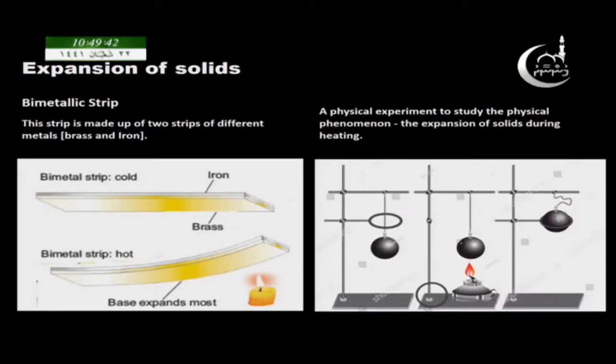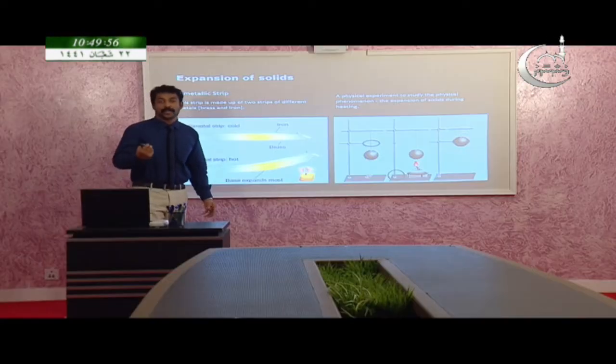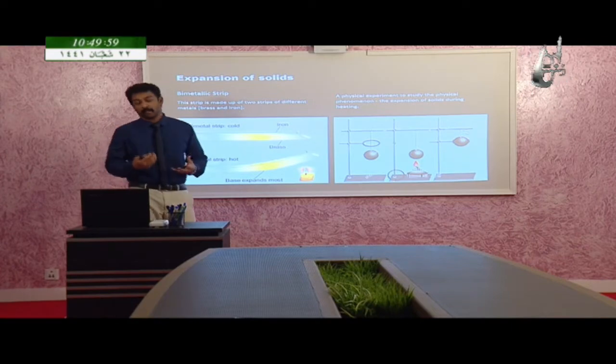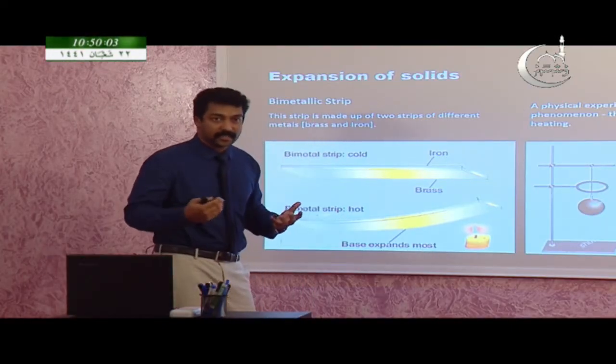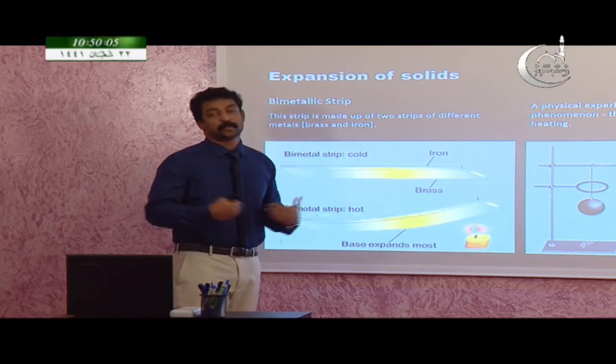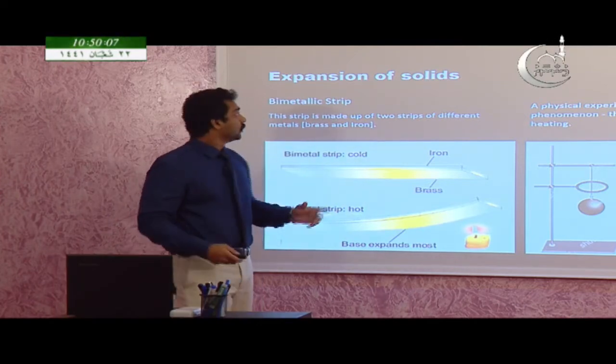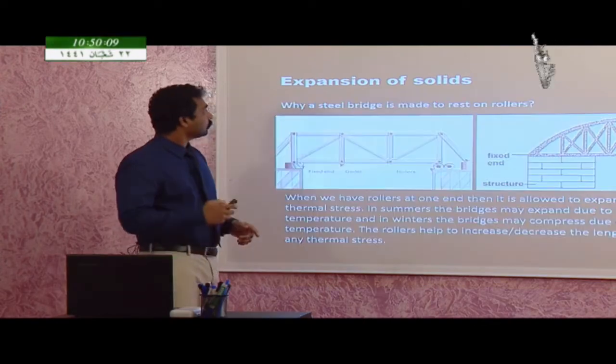This is the third case. These are also simple examples. A question can come here: why is the sphere not passing through the ring? So we can say due to expansion. If they ask to explain in terms of particles, we can say molecules gain more kinetic energy, they vibrate faster, the intermolecular space increases, so the volume increases, and expansion occurs. These are the expansion of solids.